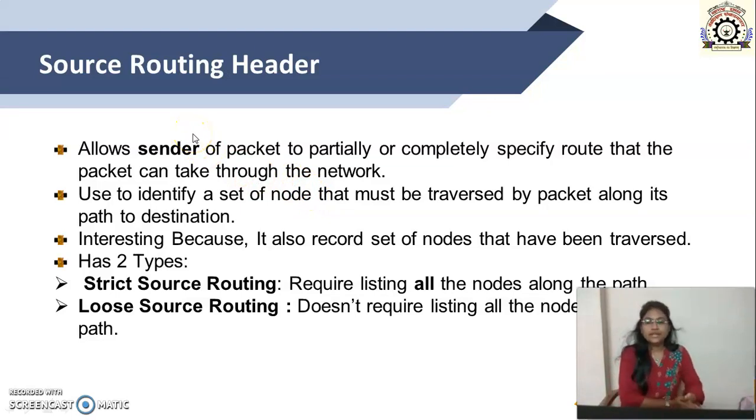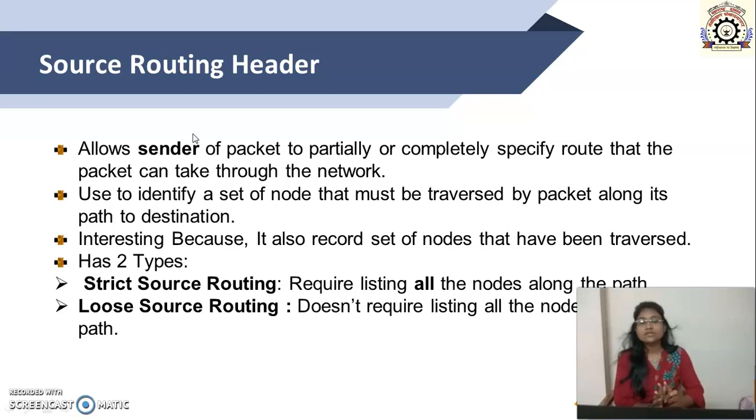Second extension header is the source routing header. The source routing header allows the sender of the packet to partially or completely specify the route that the packet can take through the network. It means that in source routing, it is the responsibility of the sender to set the route. But it can set the route in 2 ways. It can use strict source routing or loose source routing.